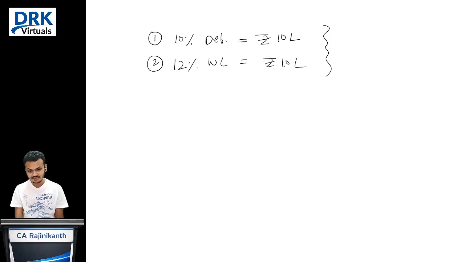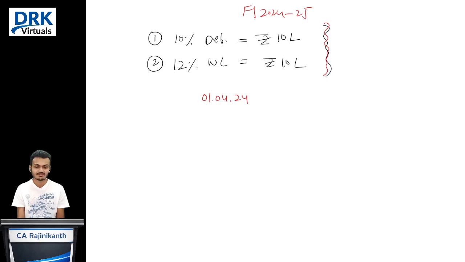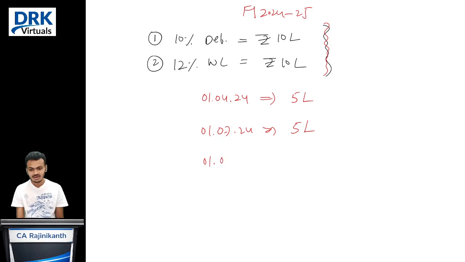Before going to that, on 1st April 24, assume we are in financial year 2024-25. These two loans are outstanding. Okay, these two loans are outstanding. On 1st April 2024, we incurred 5 lakh rupees on qualifying asset. On 1st July 24, we incurred another 5 lakh. On 1st January, we incurred the remaining 10 lakhs.